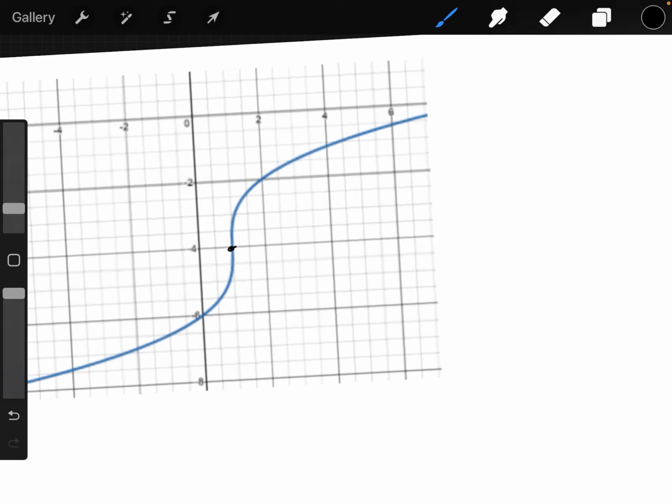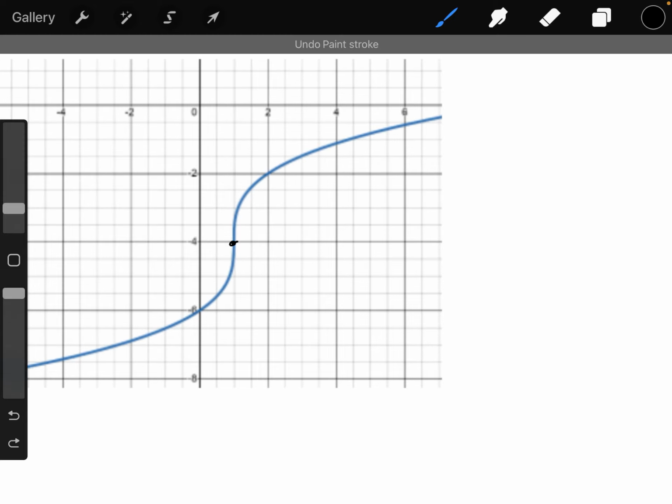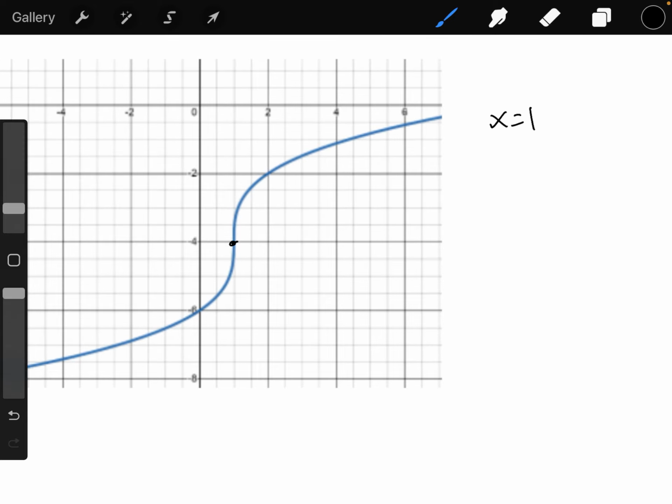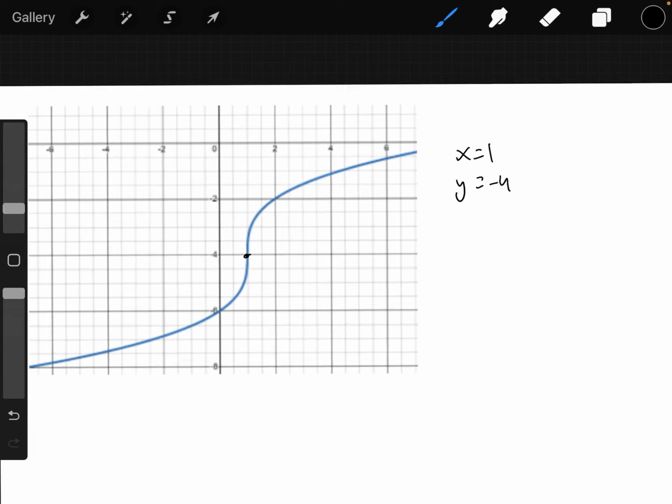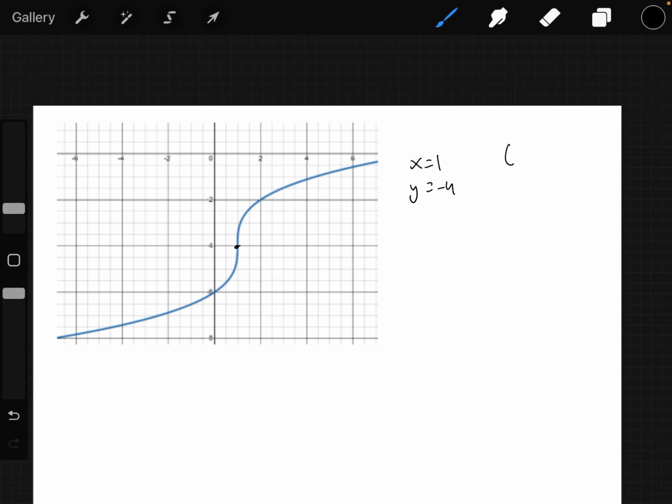So first, we'll identify our inflection point, which is here. And this is at x equals 1, and y equals -4. So the inflection point is at 1, -4. We know that the inflection point is also h, k. So we can have f of x is equal to the cubic root of x minus 1, minus 4.